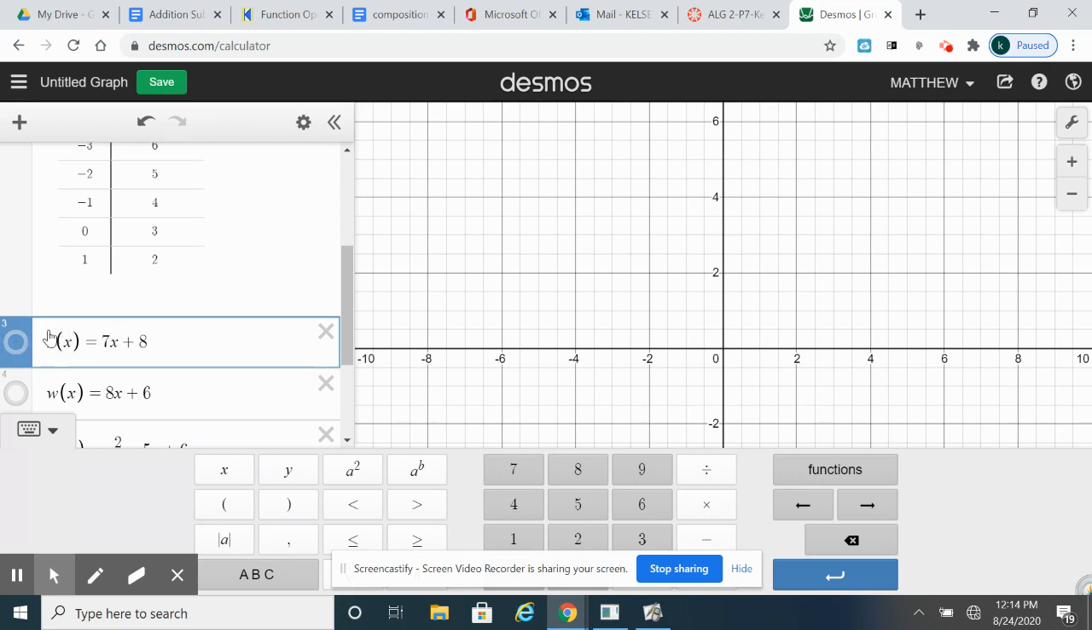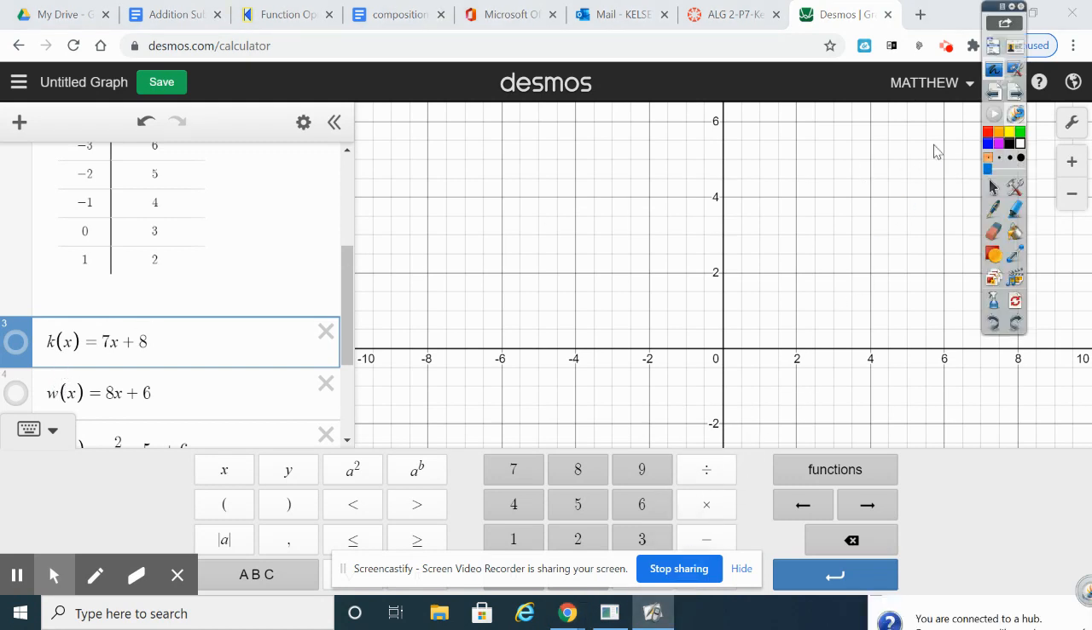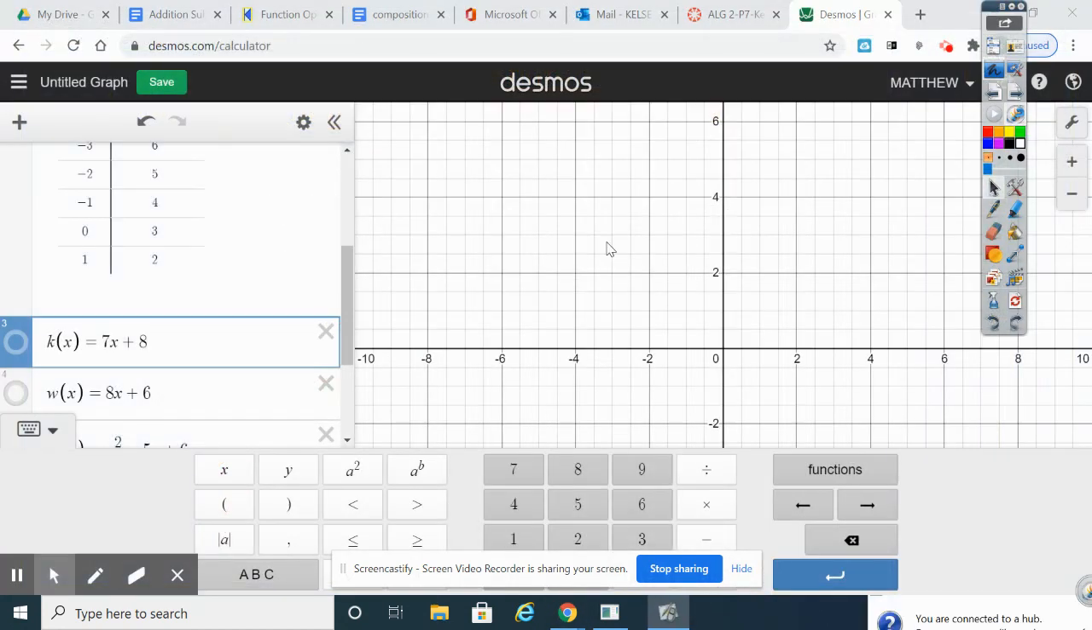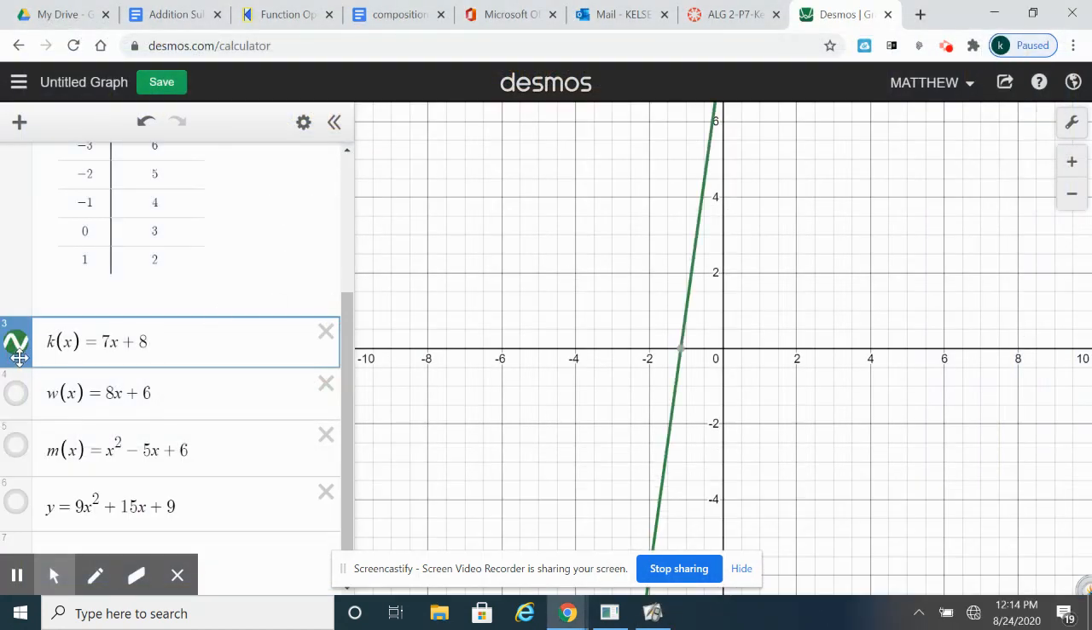And look, I renamed it k of x. We can't call it f of x, we can't call it h of x, we can't call it g of x, because we've already got those names in the functions to start: f, g, and h. So when you get to an answer, you've got to rename it. You can name it any letter you want that hasn't been used yet. So we'll call that guy k of x. I've graphed them, turned it on. There's the line. Domain and range.